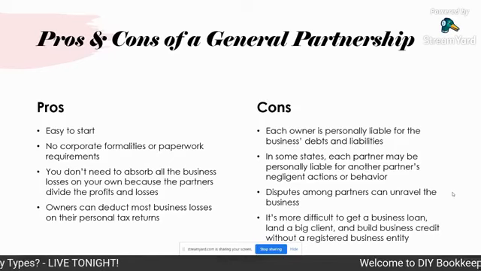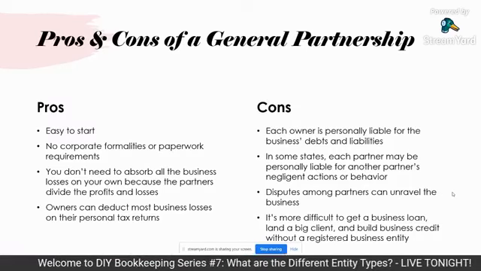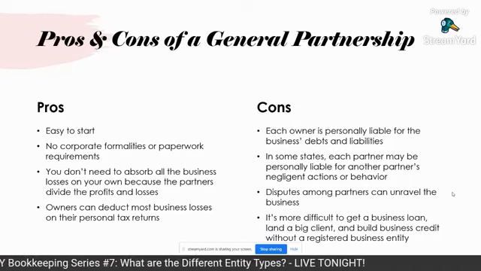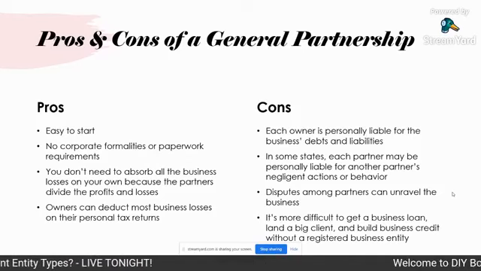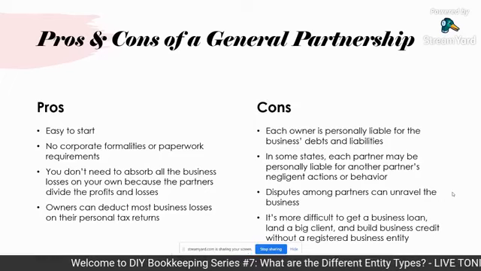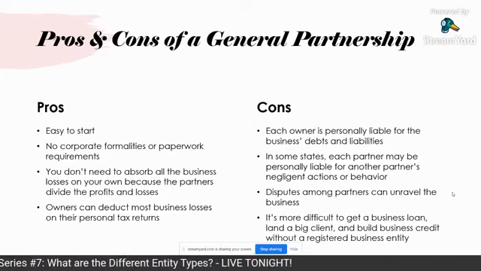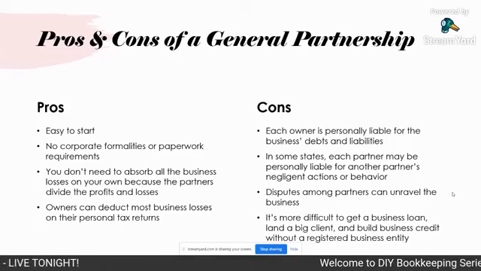Disputes among partners can unravel the business. I'm sure you've seen and heard that before. Two best friends fought over a girl or something, and they're no longer friends, and they were also business partners. So now what happens? And finally, it's more difficult to get a business loan or land a big client and build business credit without a registered business entity. So again, that DBA, the corporation, whatever.